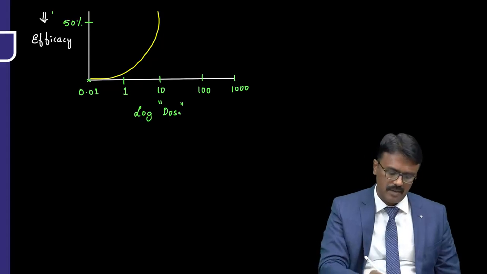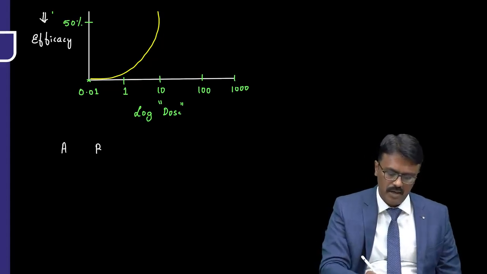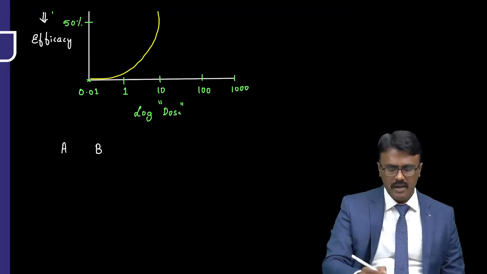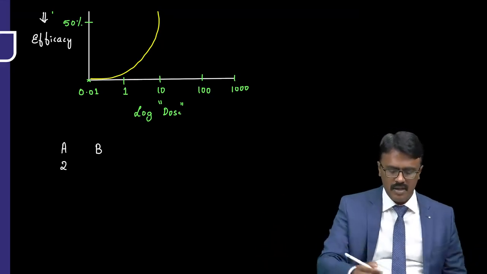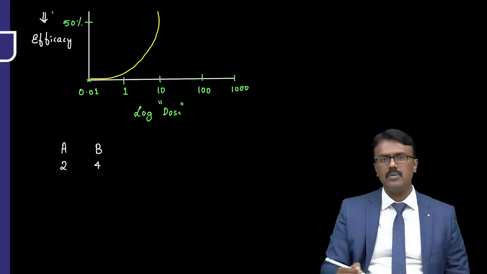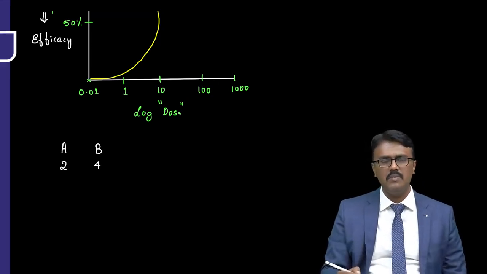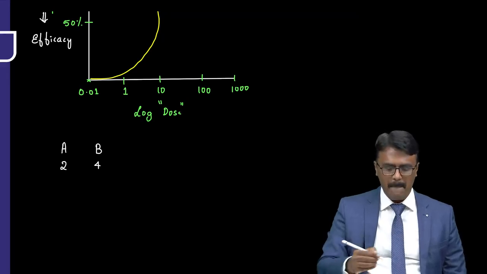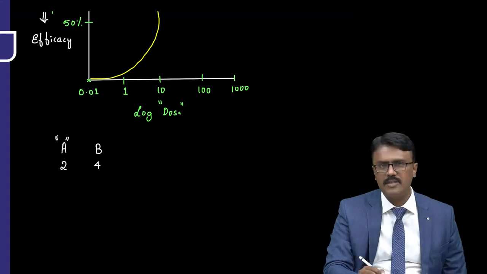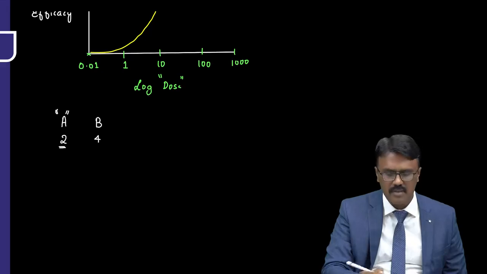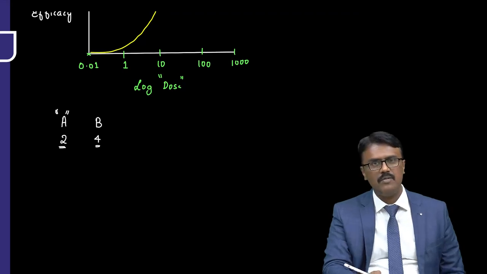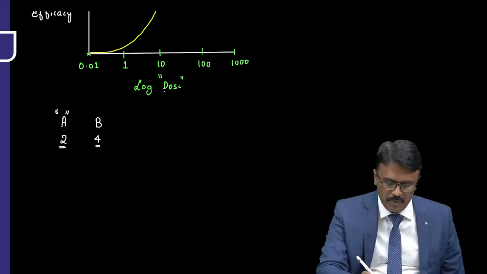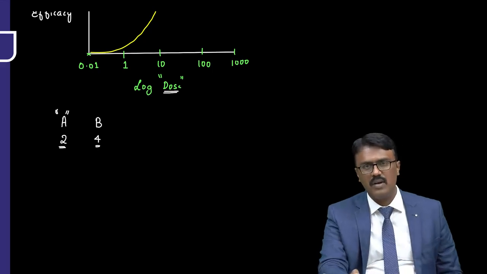Now let me take an example. There are two teams, A team and B team. A team requires only 2 people to lift a table. B team requires 4 people to do the same job. Now tell me, which team is more potent? Pause the video and tell me. Obviously, we are all telling A team is more potent because you require a smaller number. And B team is less potent because they require more. Similarly, if you require more dose, you are less potent.